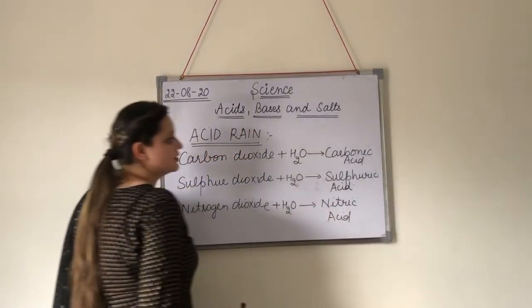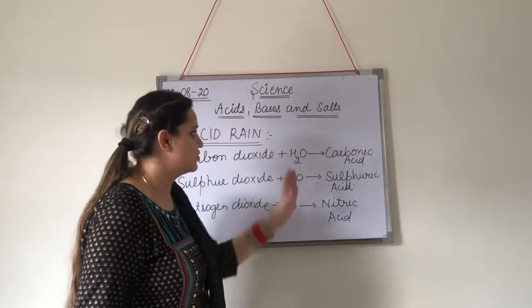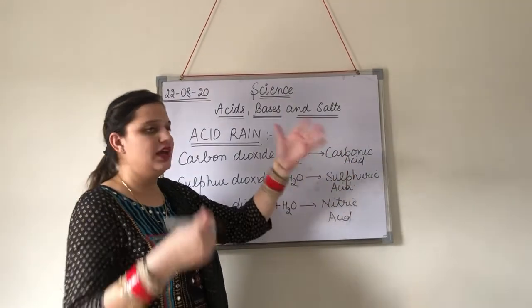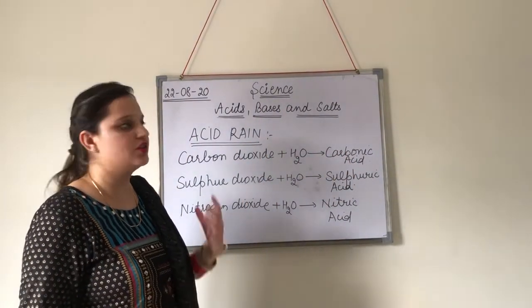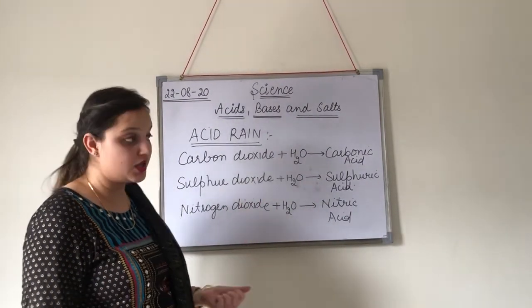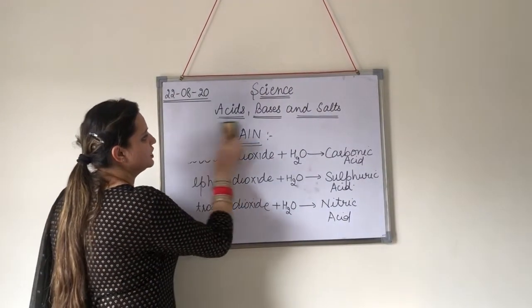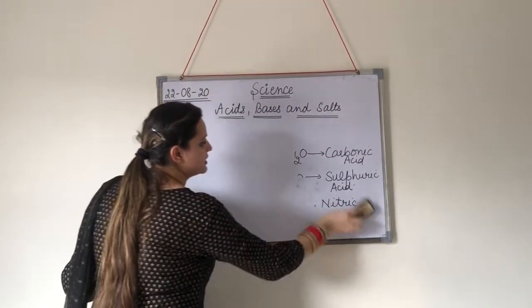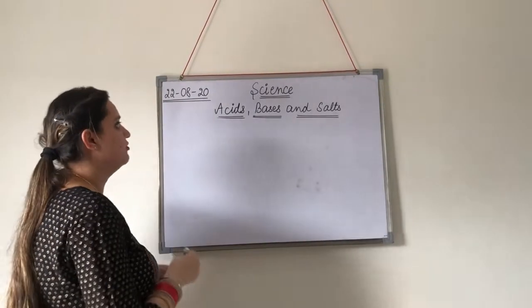And these acids are very harmful. Okay, so they mix with the rainwater, right, and then they come down. So this mixing of these acids with the rain we call acid rain. Now the question is, what can be the different effects of these acids, or what can be the different effects of acid rain?